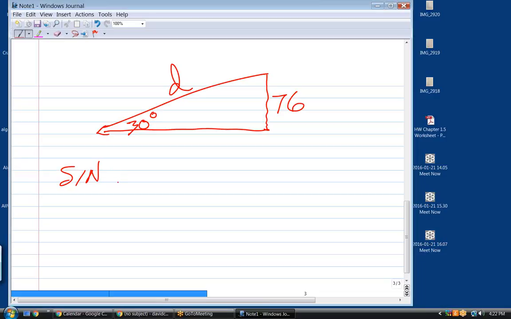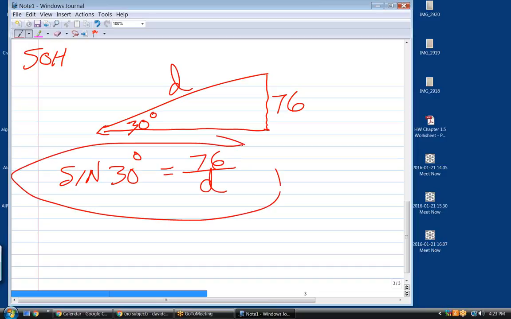So what goes here? 30 degrees. What's that equal to? Equals O over H, opposite over hypotenuse. So what's the O and the H stand for? Oh, 76 over D. Okay.